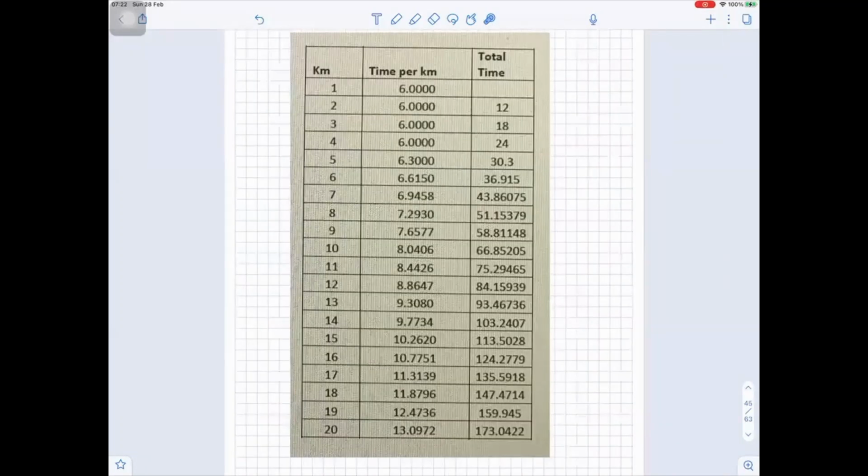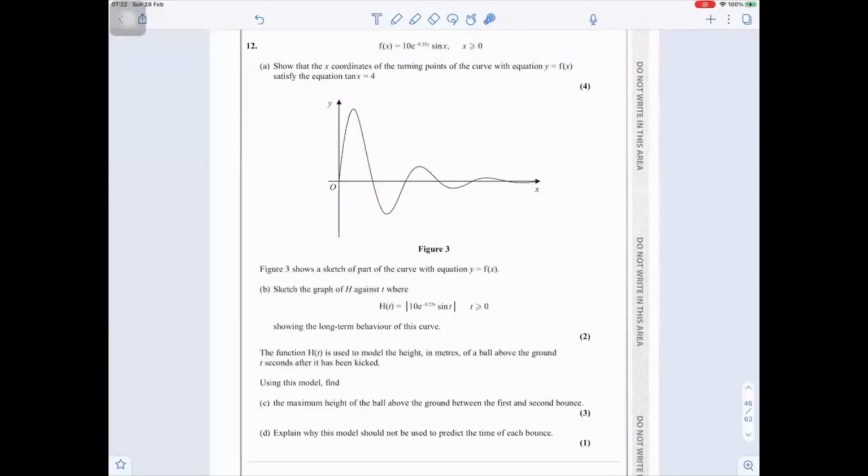So this is a table which you can generate from your calculator. You have the kilometers, time per kilometer, and then the total time. So that's something to show you to think about. Question number 12. Show that the x-coordinate of the turning point of the curve with equation y equals f of x satisfies the equation tan x equals 4.